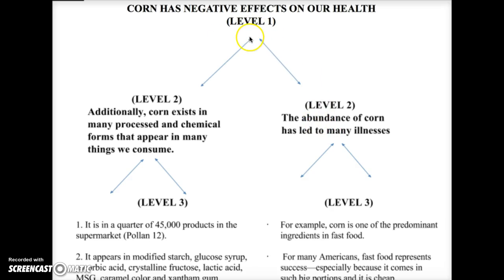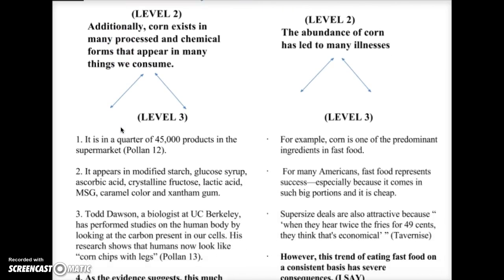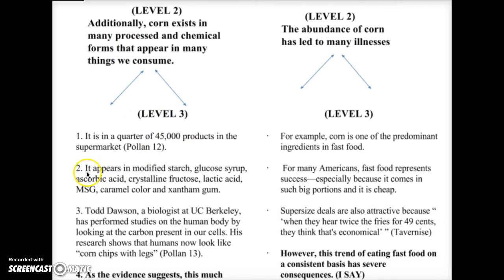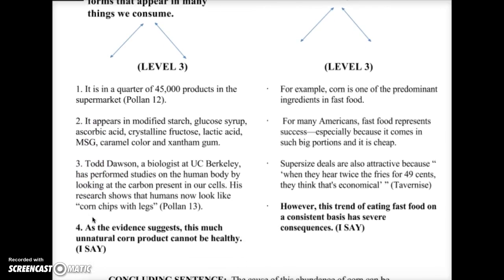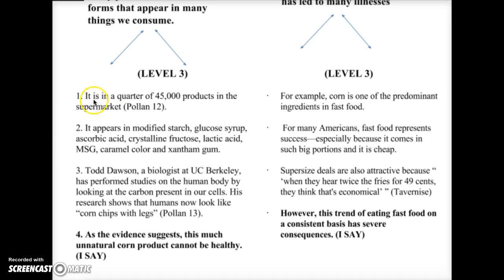So in a body paragraph, you want to keep like ideas together. So we're going to do this one first, how corn exists in lots of different processed foods. And here you're going to see my level 3 sentences, and these are starting to get very specific. So first of all, as Pollan has found in his research, corn is in a quarter of the 45,000 products in the supermarket, and I include my citation, it's very important.